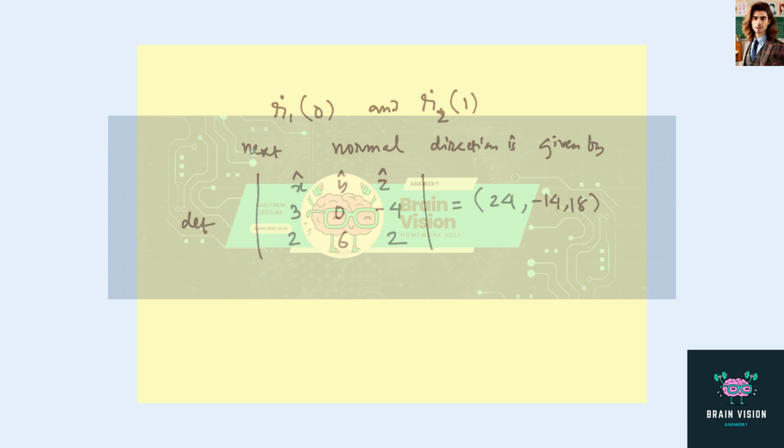So that means the equation of the plane is going to look like 24x minus 14y plus 18z is equal to a constant. Okay, so we have one more piece of information left. What is that? The plane must pass through this specific point (2, 1, 3). So we have to use that.